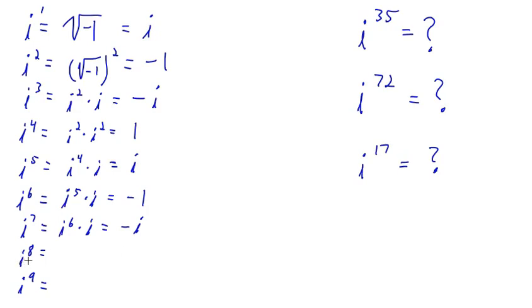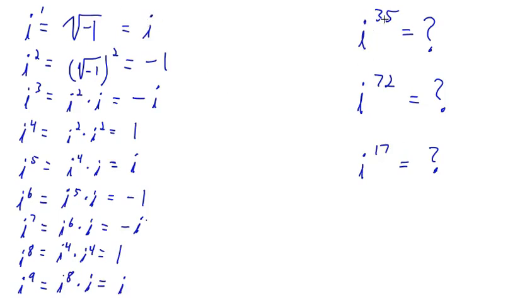Let's check. So i to the eighth power, one way to rewrite that would be i to the fourth power times i to the fourth power. i to the fourth power equals 1, so it'd be 1 times 1, which equals 1, just as you might have been expecting. And we'll do one more here. i to the ninth power would be i to the eighth power times i. Well, i to the eighth power is 1, so 1 times i would be i, and we start all over again.